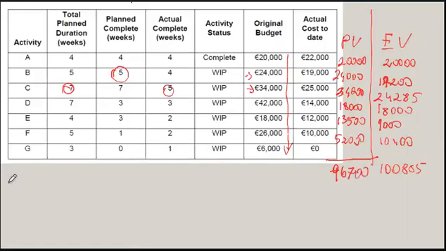So now we can start calculating cost variance. That's earned value minus actual cost. So actual cost, I suppose I need to find that too. Plus 19,000 plus 25,000 plus 14 plus 12 plus 10. So that's 102.